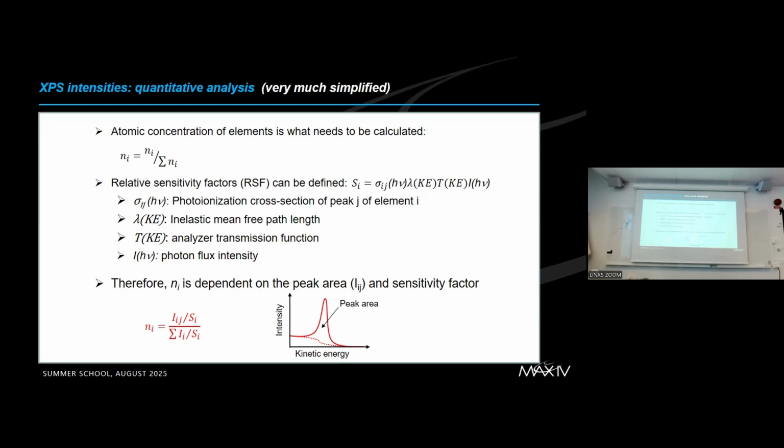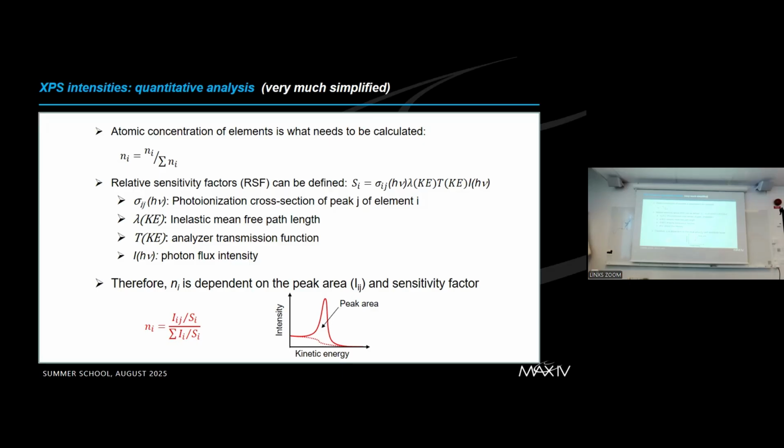These include the photoionization cross section, and we have to take into account the inelastic mean-free path, and also the transmission function of the analyzer, which is kinetic energy dependent. And in the case of synchrotron, where you have a source with variable photon energy, you have to use the photon flux intensity also in this sensitivity factor.